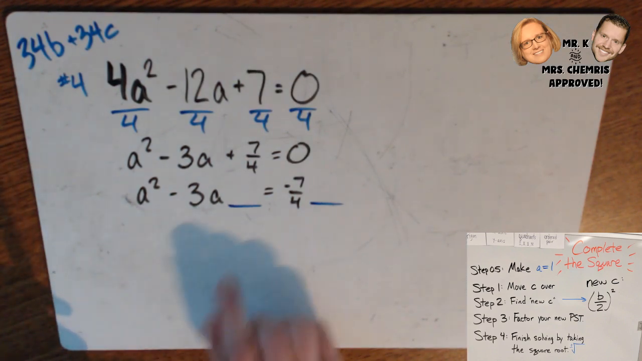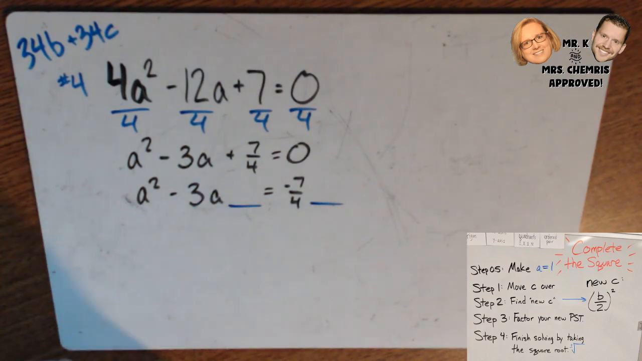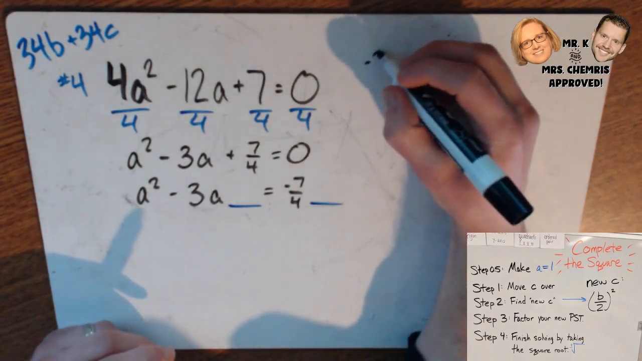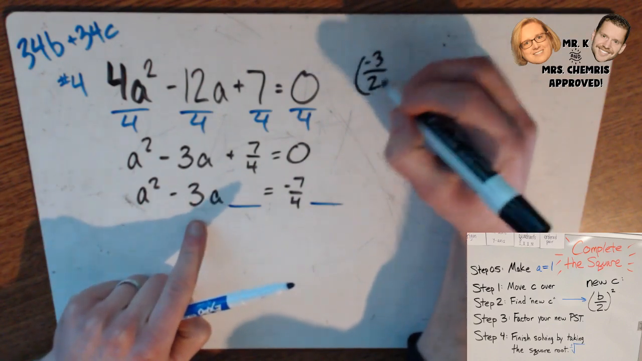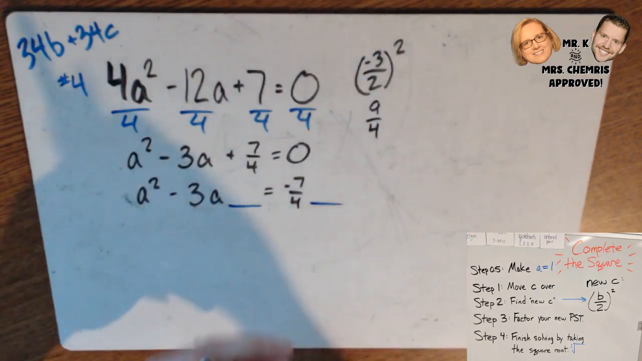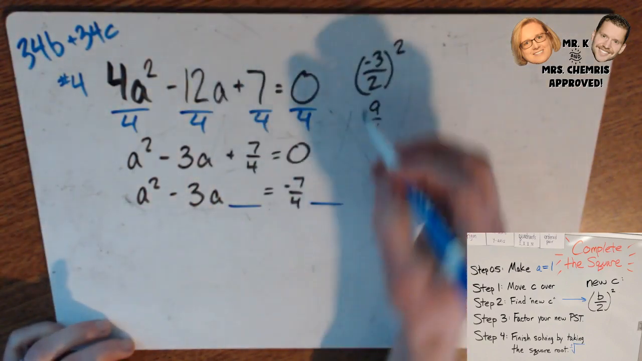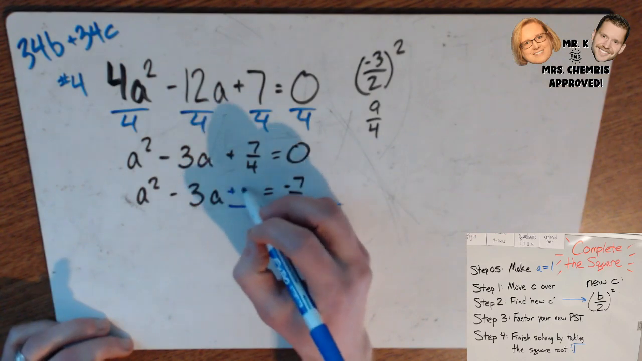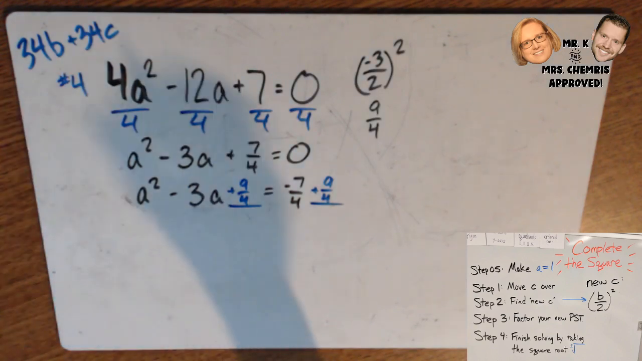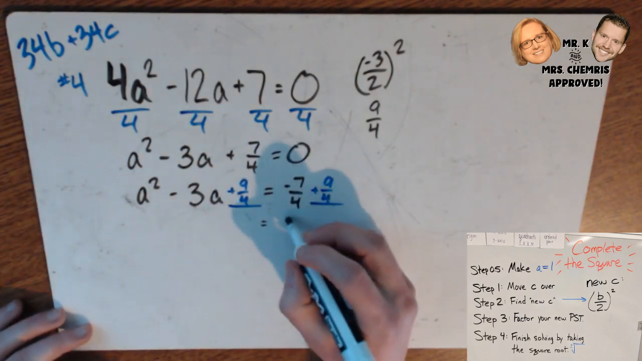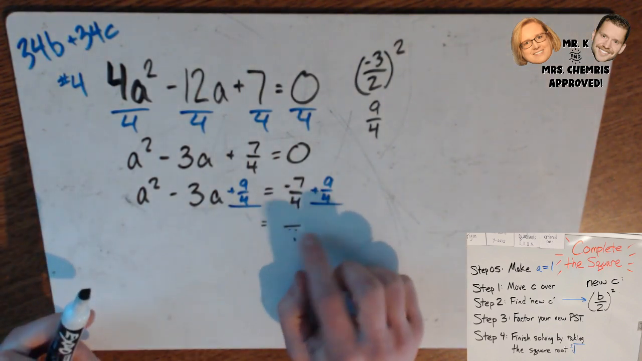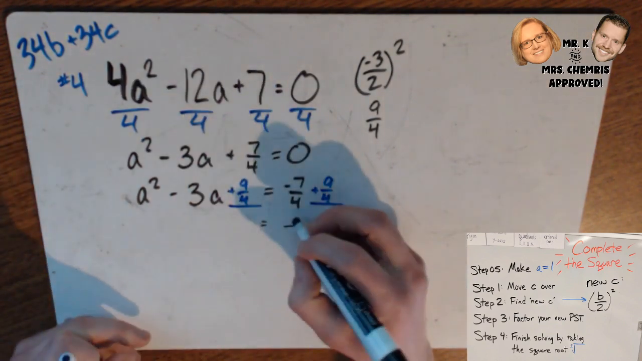So now we want to find our new c value, as our step 2 says, and we're going to do that by putting b over 2 squared, so it's negative 3 over 2 squared. That ends up being 9/4 because we just square it. So we end up with plus 9/4 here and plus 9/4 here. All right, so on this right side we'll add it, so it's just 2/4, which I'll change to 1/2 right now to save ourselves some space.